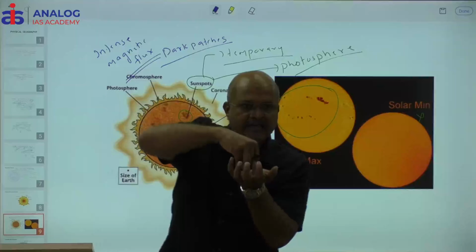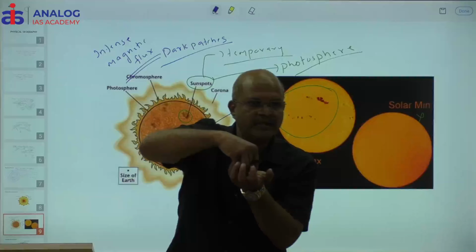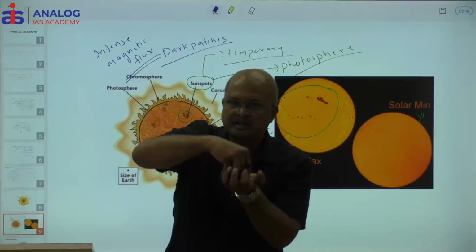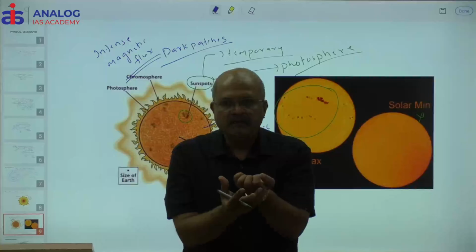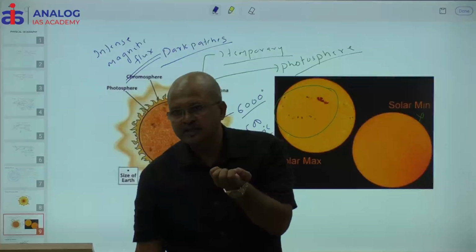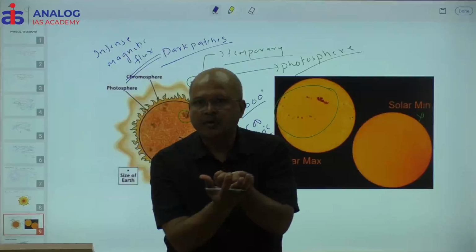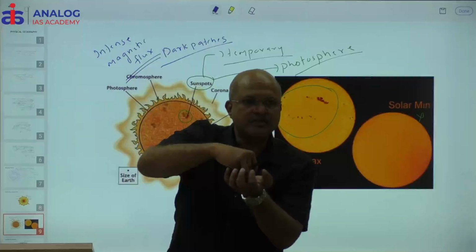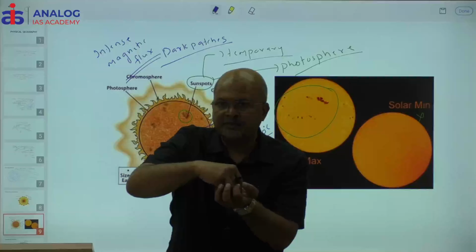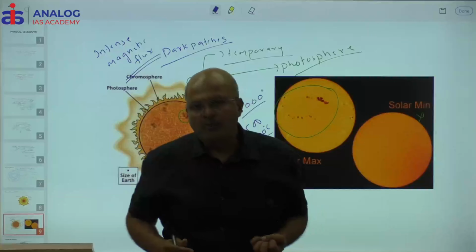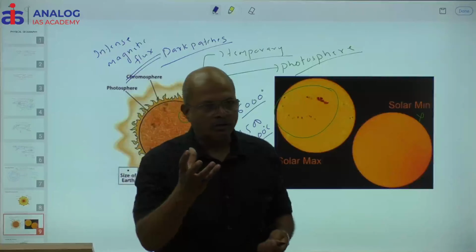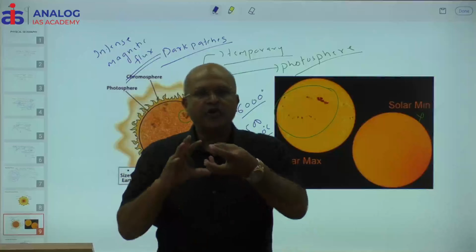But within that, it has accumulated a huge amount of energy. For us who are staying on the earth's surface, it looks dark, but within that it has stored a huge amount. Now, the balloon has stored water. It is just like a knot.